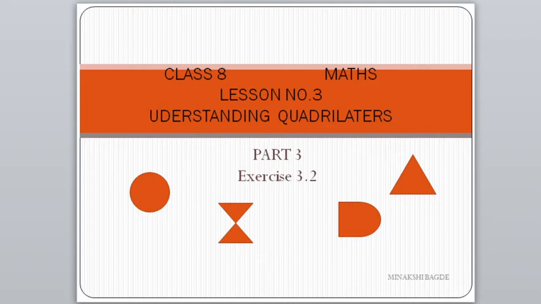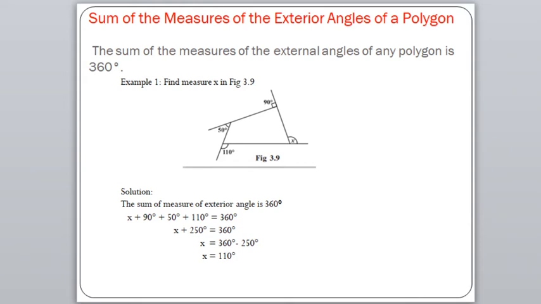Today I am going to take the maths of class 8 lesson number 3, understanding quadrilaterals. This is the third part, and in this third part I am going to take the exercise number 3.2. First we will see what is given in the exercise 3.2. So what is given here? Sum of the measure of exterior angles of a polygon. The sum of the measure of exterior angles of a polygon is 360 degree.